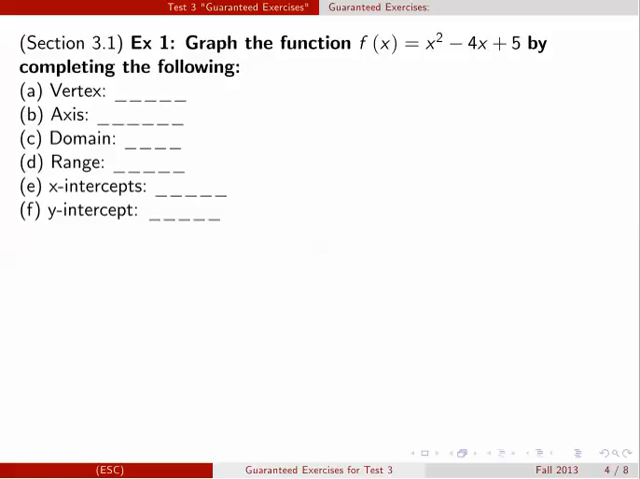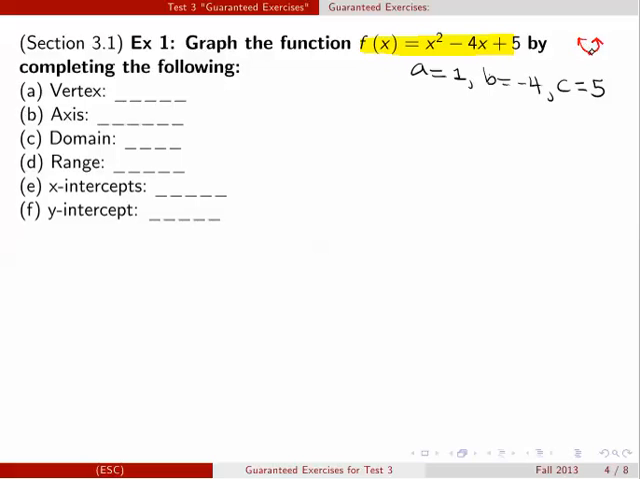Okay, so in this exercise, we're supposed to graph this function f of x equals x squared minus 4x plus 5. And this comes from section 3.1, which is the section about parabolas. By looking at the formula for f, we can see that a is 1, b is -4, and c is 5. So the coefficient of x squared is positive, and right away we know that this means the parabola will be opening up. So at the end we should have some picture going like this, going up.